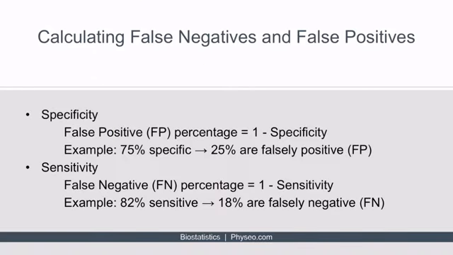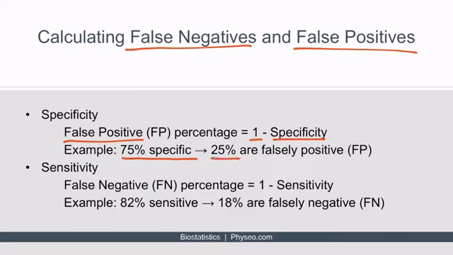Now let's talk about calculating false negatives and false positives. To find false positives, you take 1 minus the specificity. For example, if you have a specificity of 75%, that means that 25% of your patients are falsely positive. To find the false negative number, you take 1 minus the sensitivity. For example, if your test is 82% sensitive, that means that 18% of your patients are falsely negative.